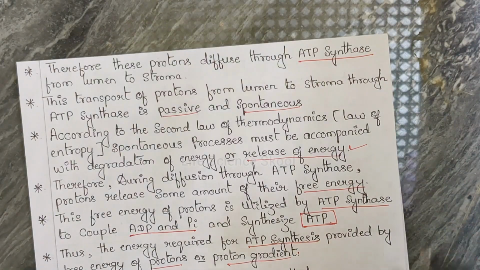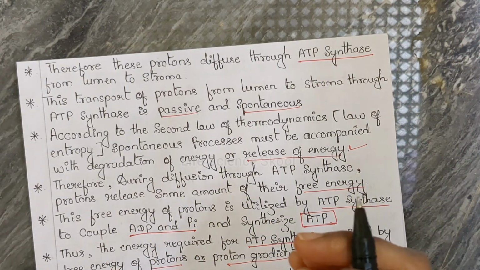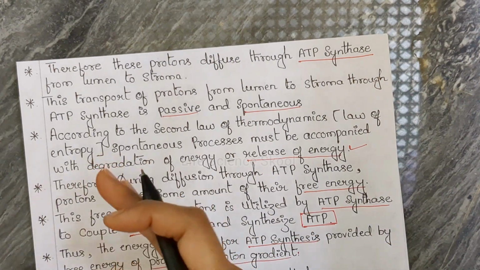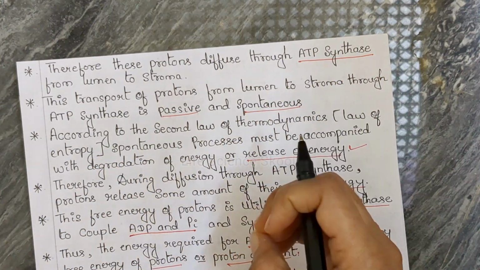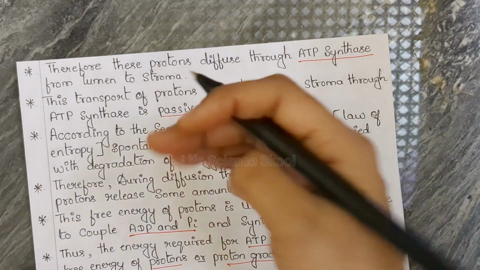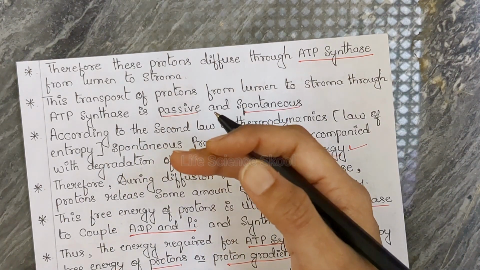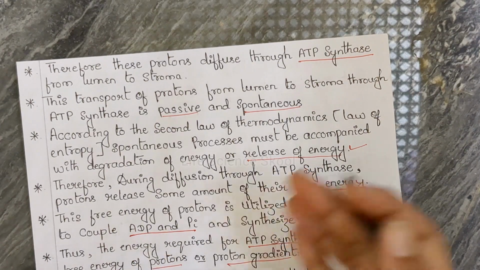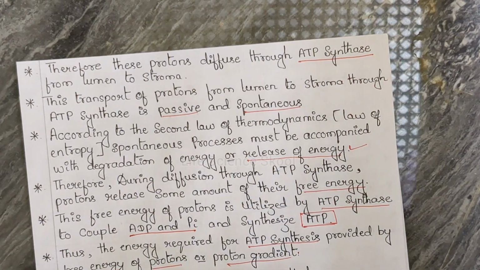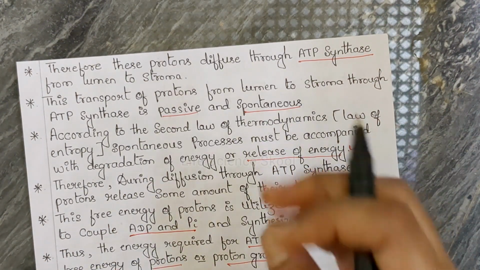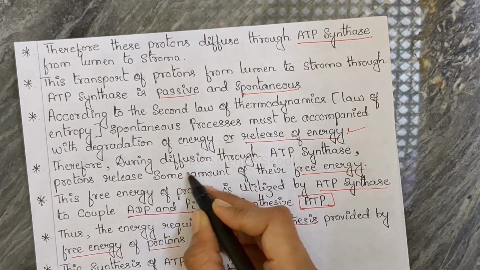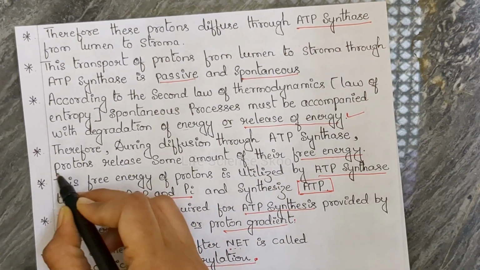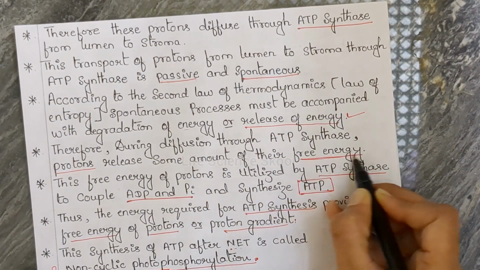If this is a passive and spontaneous process, then there should be a release of energy. Right, movement of molecules from a higher energy level to a lower energy level releases energy. If molecules are moving from a lower energy level to a higher energy level, then it needs energy, meaning external energy is needed. But here molecules are moving from a higher energy level to a lower energy level, so it leads to a release of energy. Therefore, during the diffusion through the ATP synthase, protons release some amount of their free energy.